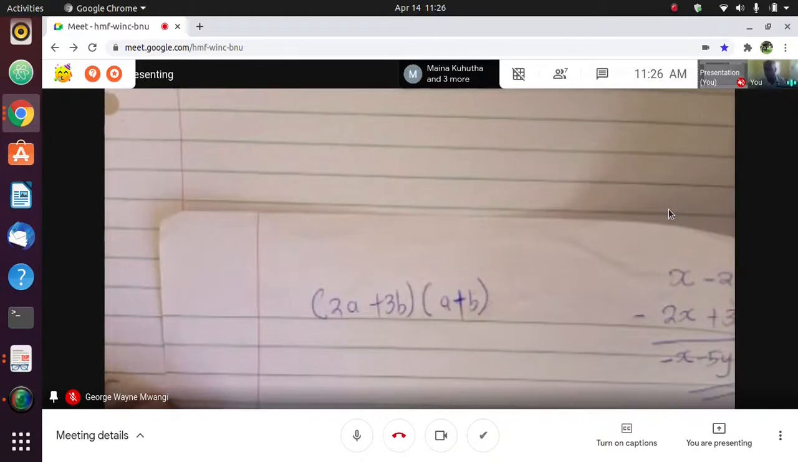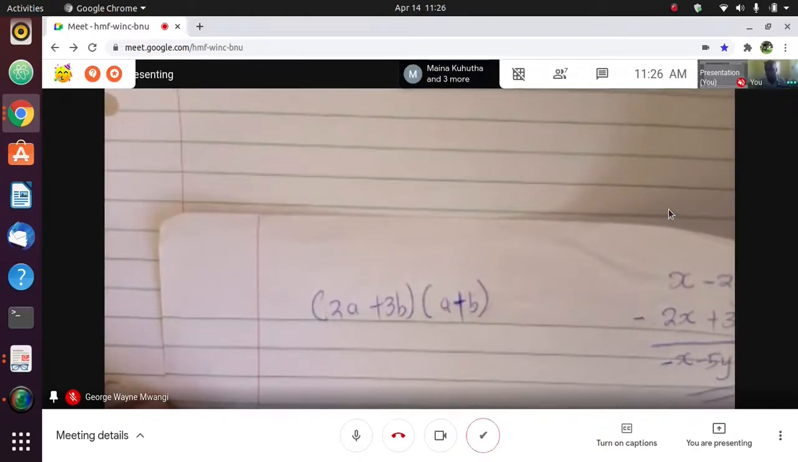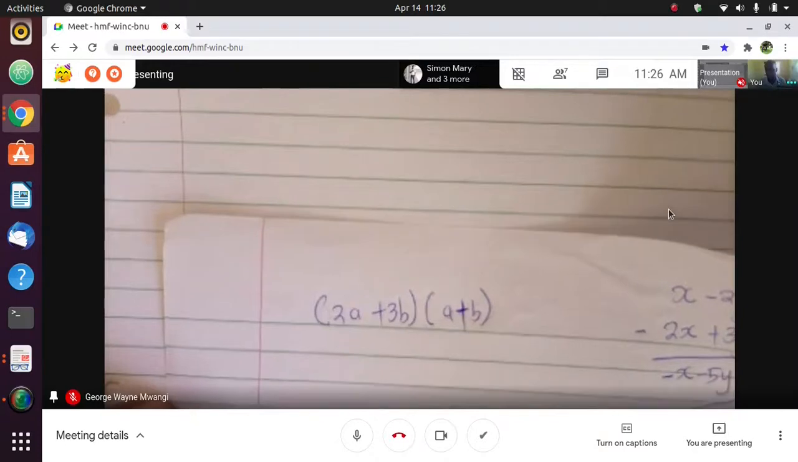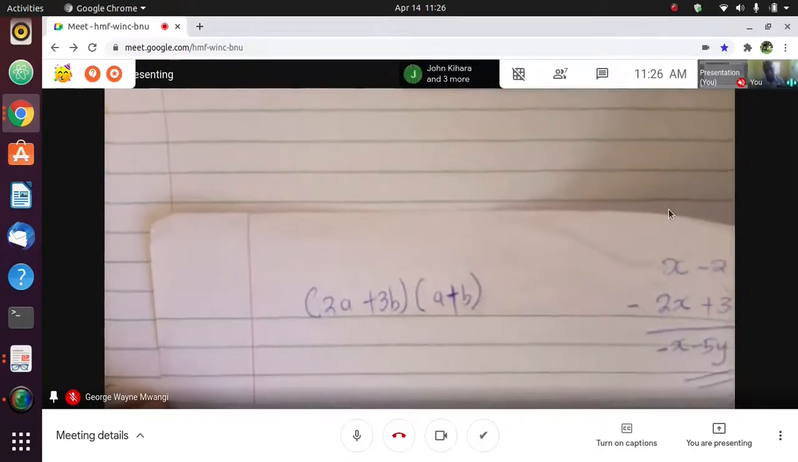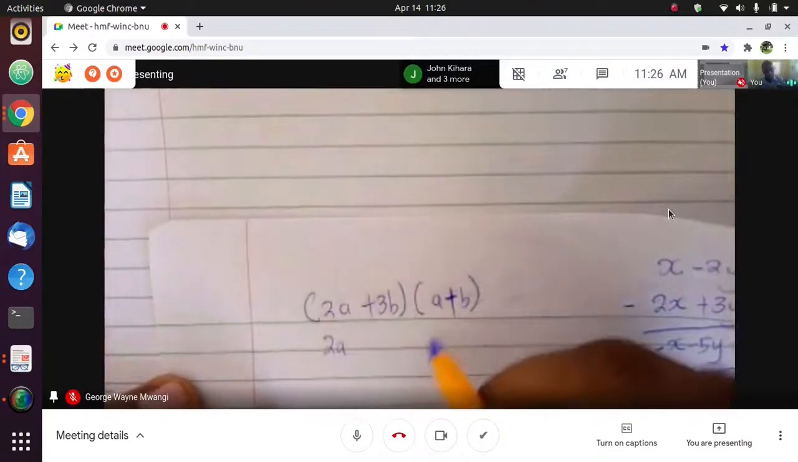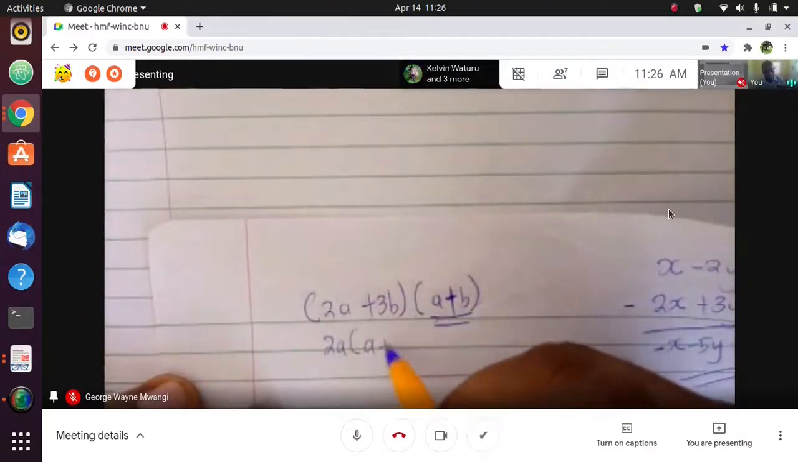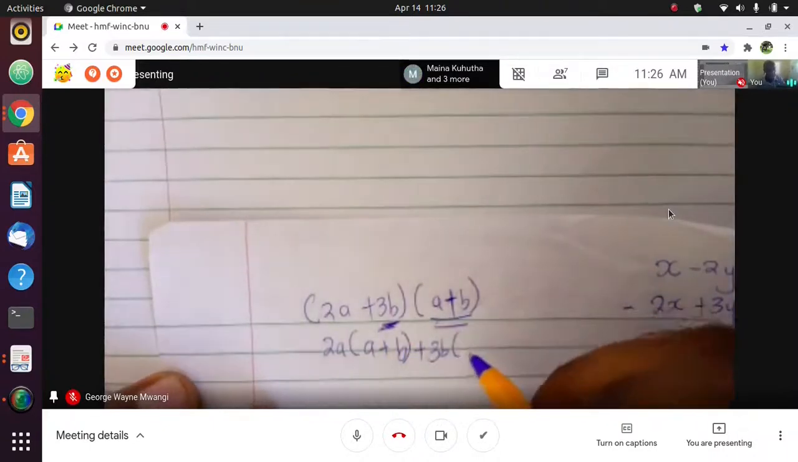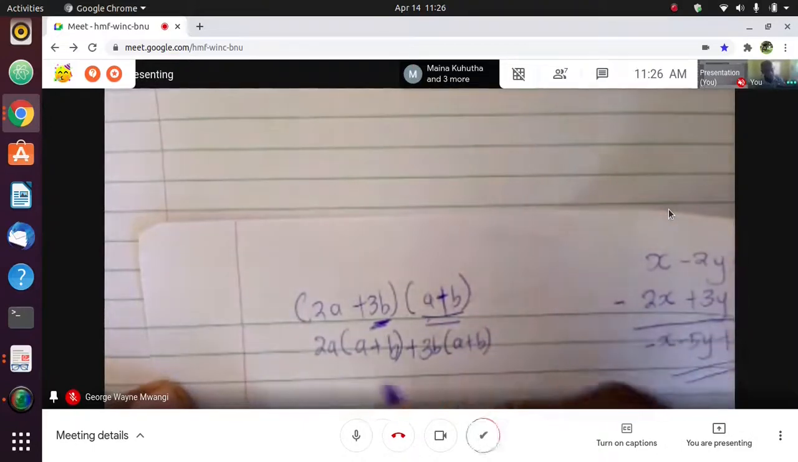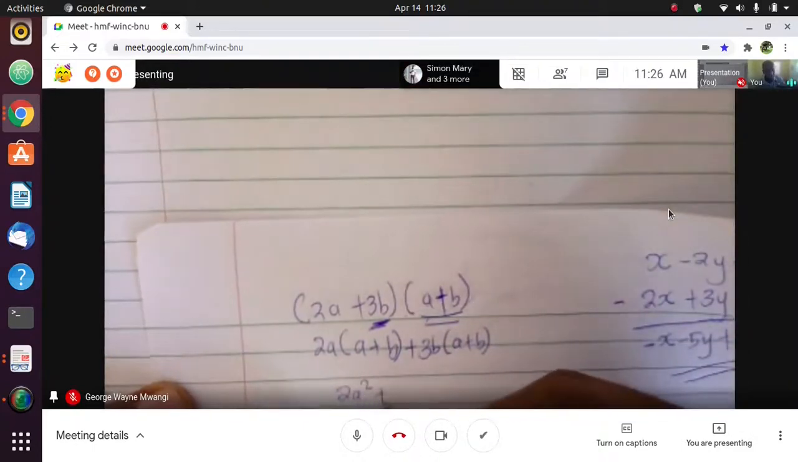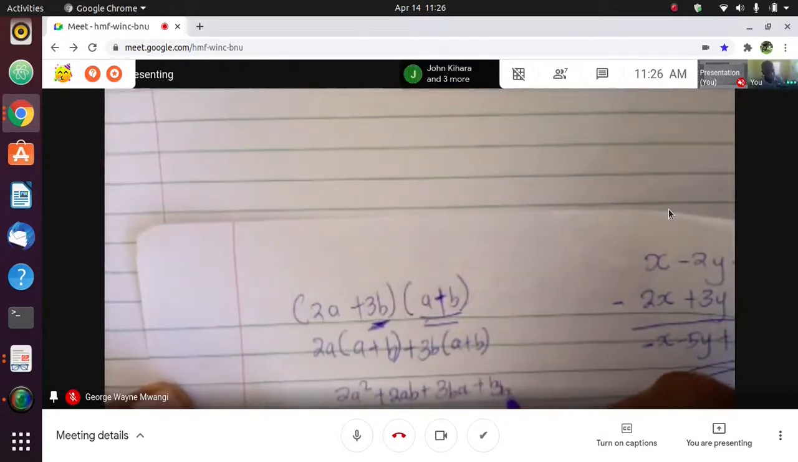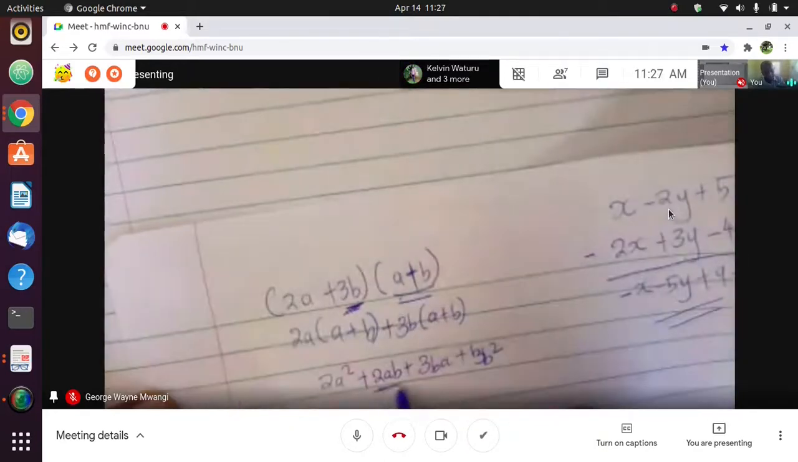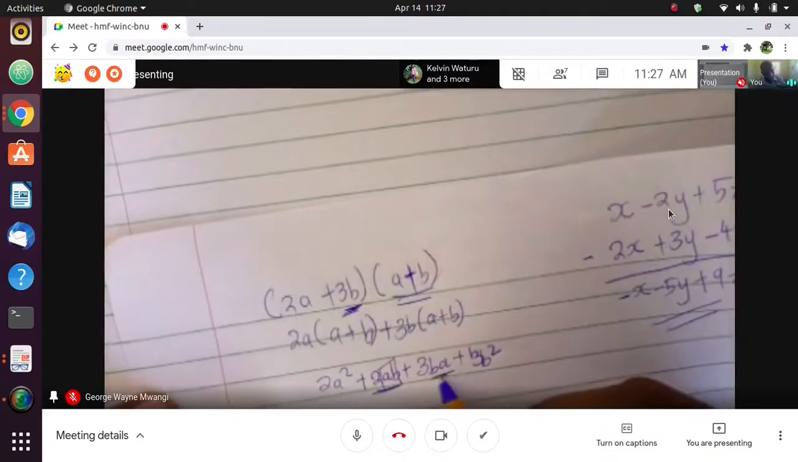3 squared, plus 5ba, plus 3 squared. That is correct. So you've taken the value 2a, we multiply by this bracket, which is a plus b. Plus, we take the other value of the first bracket, 3b, we multiply by this second bracket, a plus b. So we get 2a squared plus 2ab plus 3ba plus 3b squared. So this 2ab and 3ba, they have the same value. AB and BA are the same.